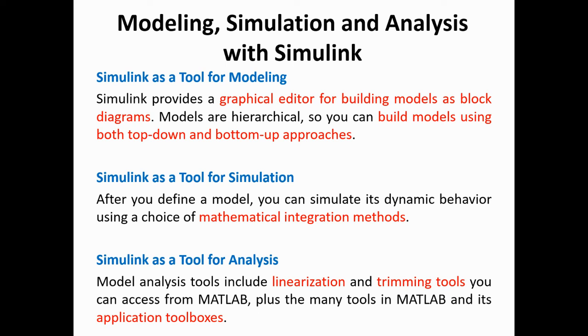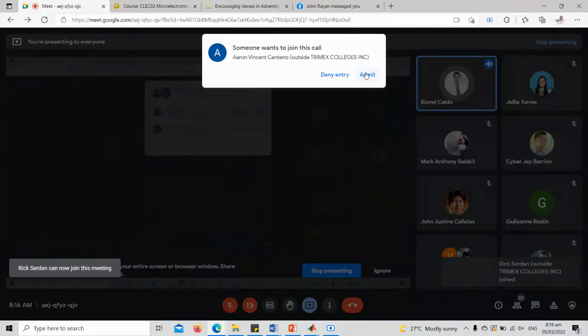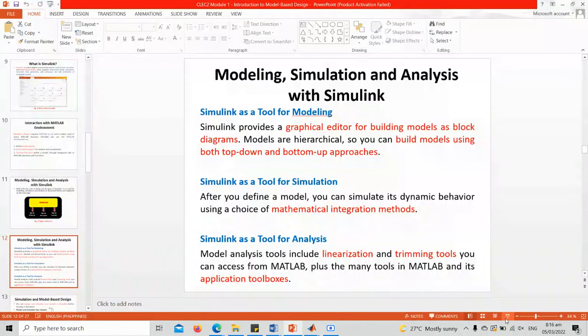And then, of course, Simulink is a tool for simulation. So you can simulate its dynamic behavior using mathematical integration methods. And you can manipulate your inputs. So all of the possible input combinations can test your design. And then it is a Simulink tool for analysis. So it includes linearization and trimming tools that you can access from Matlab, plus the many tools in Matlab and its application toolboxes. So we have a lot of ways to analyze our design in Matlab Simulink. So it's actually part of our experimentations in the long run.